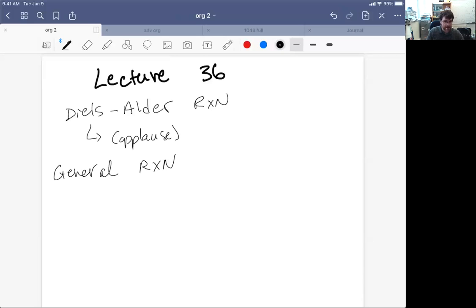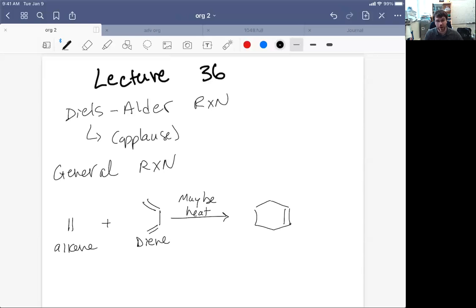In the general reaction, we take an alkene and we react it with a diene to form a cyclohexene. So at the very least, we should recognize that whenever we're trying to propose a product for this reaction, we should have a cyclohexene present. Now, what's cool about this reaction is, as I have indicated over the arrow, to get it to occur, we actually just maybe need heat. We could probably get away with some light in some cases.